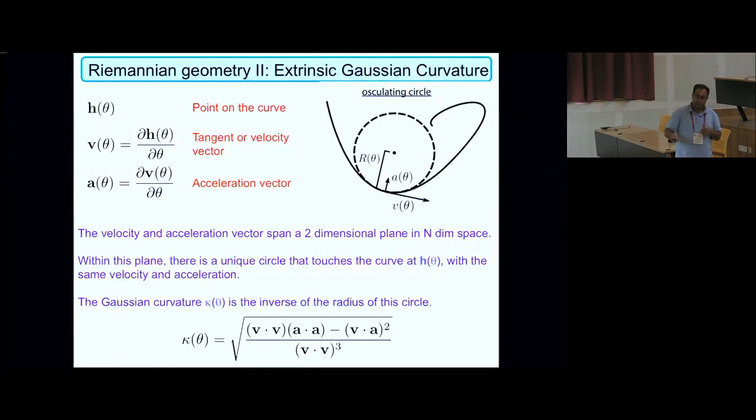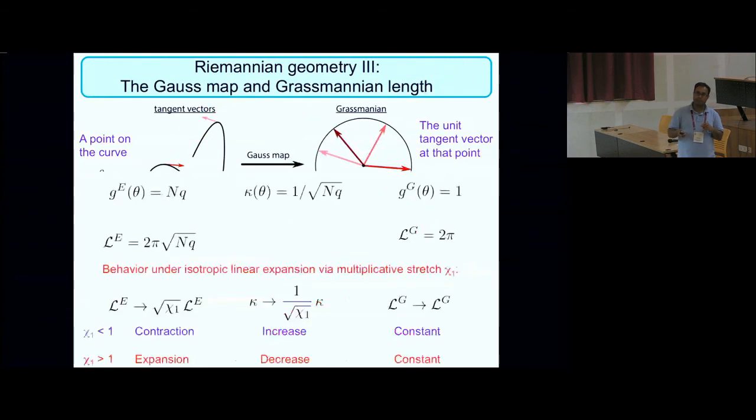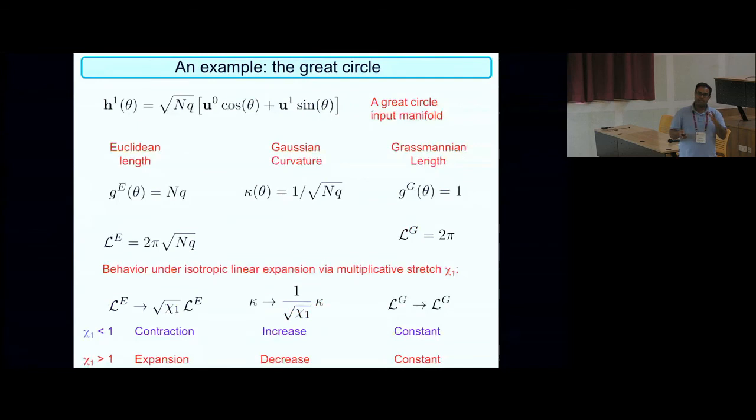Okay, there's a formula for this radius of curvature in terms of the velocity and acceleration. And so what we can do is, again, we can come up with a dynamic mean field theory for geometry itself and write down a recursion relation. There's also a notion of Grassmannian length, which I won't worry about now. We can write down a recursion relation for what happens as it propagates through the system. But to understand that recursion relation, let's just understand what linear expansion does. So I'm almost done. I'll be done in 2 minutes.